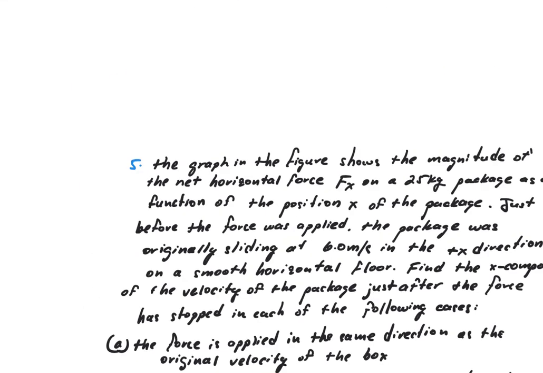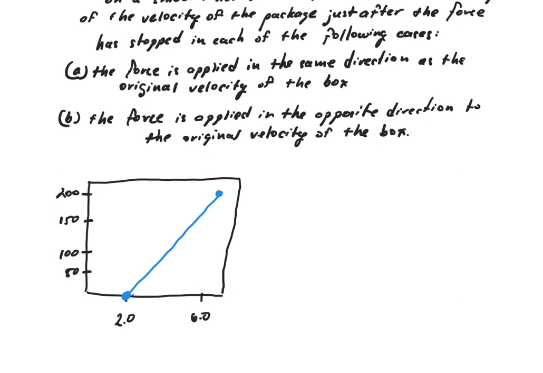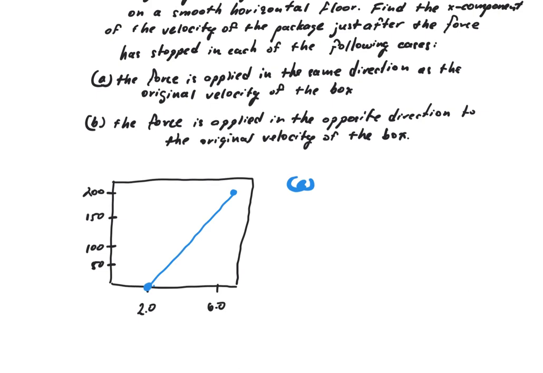Alright, so for question 5 on the work for chapter 7, it's a lot to read, but we're just going to go straight into answering the question. So for part A, it says the force is applied in the same direction as the original velocity of the box.